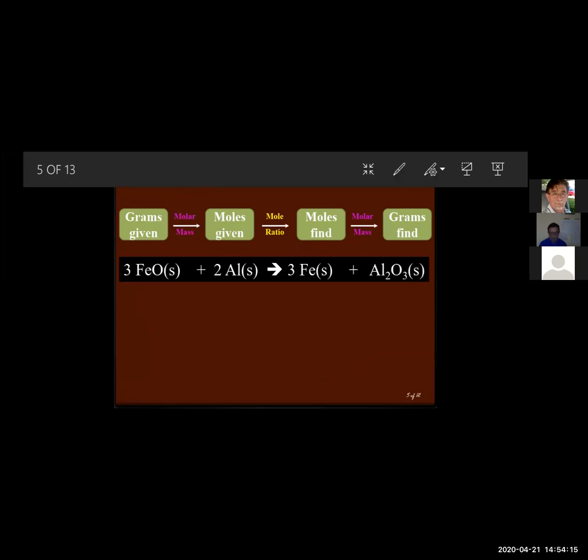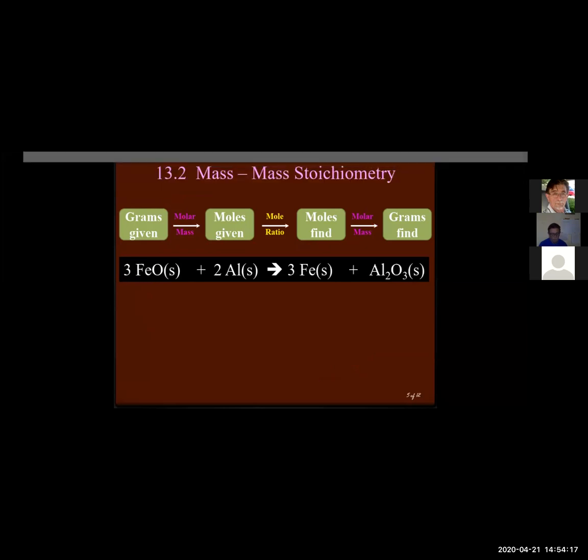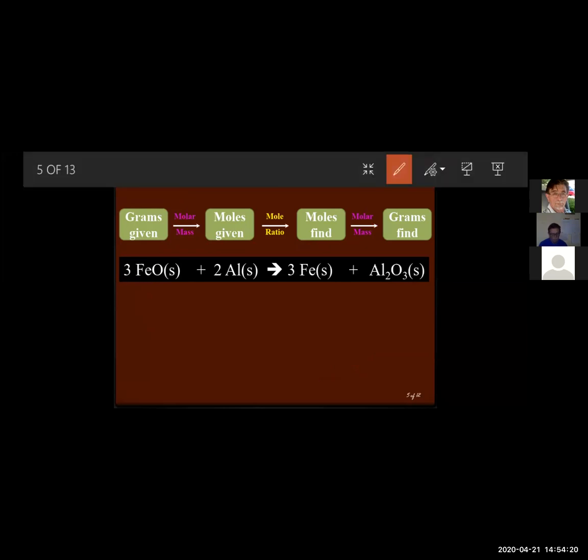In this process, iron(II) oxide is reacting with aluminum to give us elemental iron and aluminum oxide. This is an example of a single replacement reaction. Refresh your memory in that chapter. If you look up the metals in the activity series, you'll find that aluminum is a lot more reactive than iron.